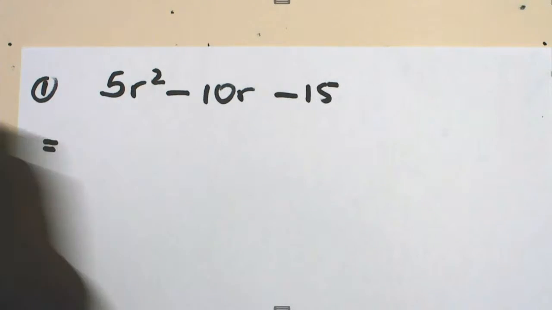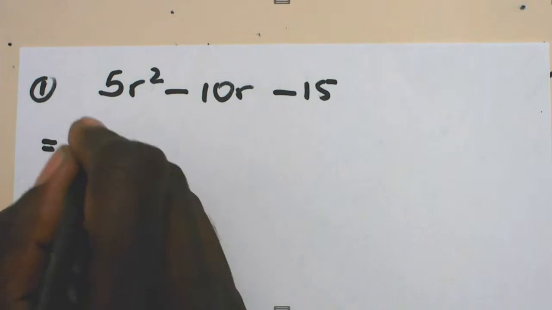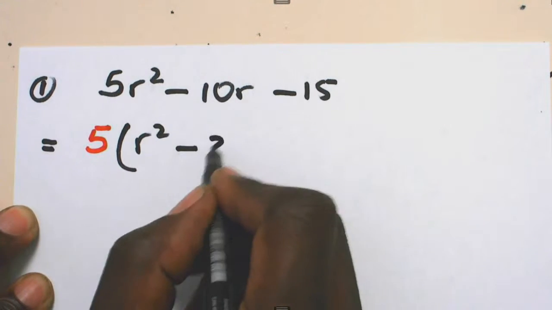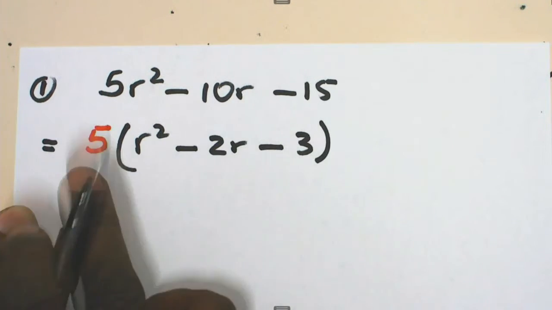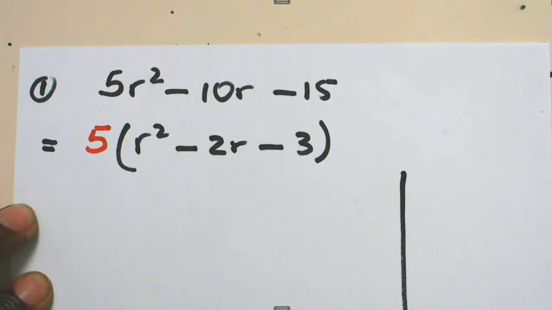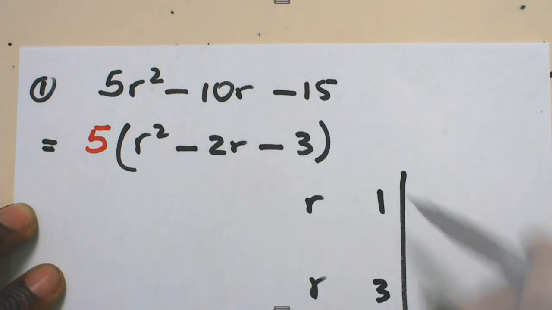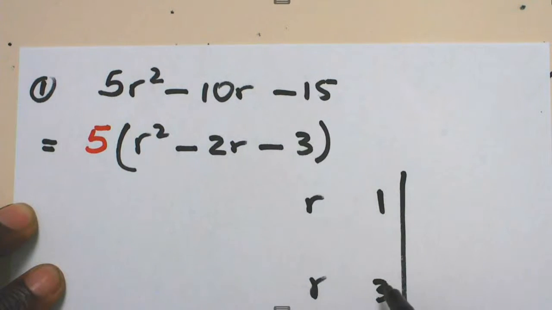Here we're taking out a common factor first, before the bracket, which is 5, and then into r squared minus 2r minus 3. This by this, 5r, 10, 15. Now from here, you go to the table. It will be r, and then it will be 1 and 3. The factors of this will be 3 and 1. And because when you add, it must give us minus 2.